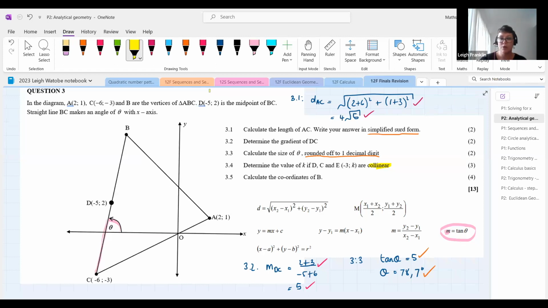So when they talk about points that are collinear, what does that mean for us? There we go. There are points on the same straight line. So if they lie on the same straight line, what is the same for them? Their gradient. Good. Well done, everybody. Brilliant. So I'm going to let you work out the value of K now that you have demonstrated you understand what the word collinear means. Work out the value of K.